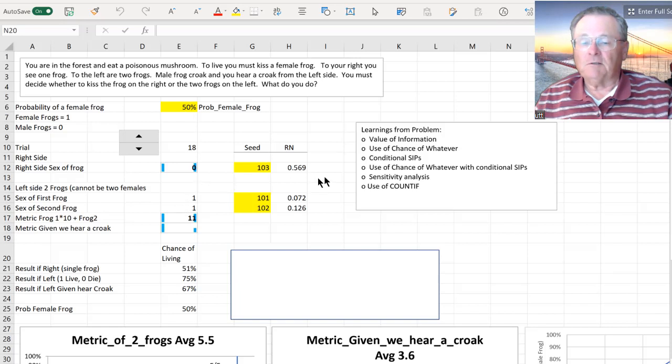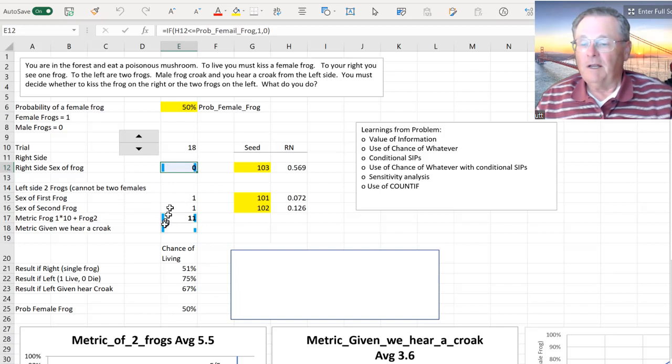First of all, we have to simulate what kind of frog is on the left and the right. On the right side, there's one frog, and this simulation here decides whether it's a male or female. A 0 indicates a male frog, and a female frog is indicated by a 1. On the left side, there are two frogs, so I have two of these variables. In this case, there are two females. And then I formed a metric, 10 times the first frog plus the second frog, so in this case, it's 11.